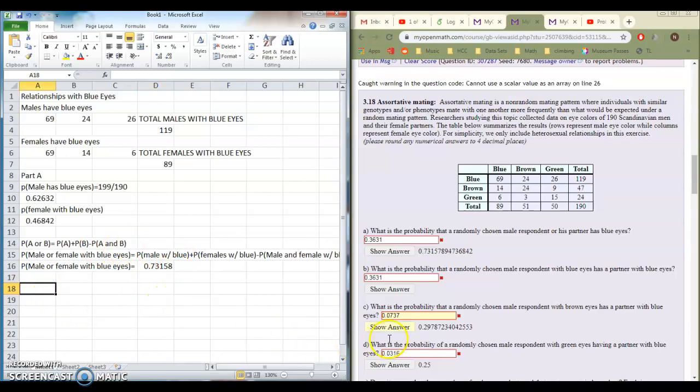Maybe we'll do a different one. Maybe we'll do C. Should we do C? Alright, let's do part C also.